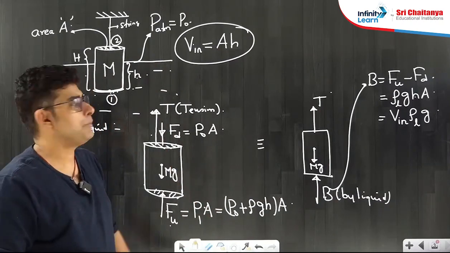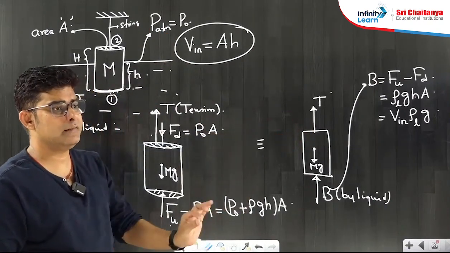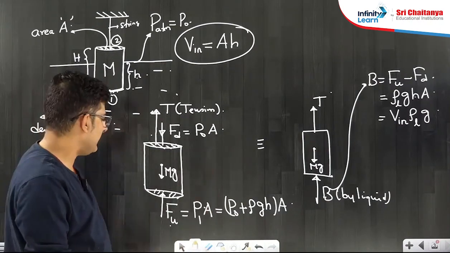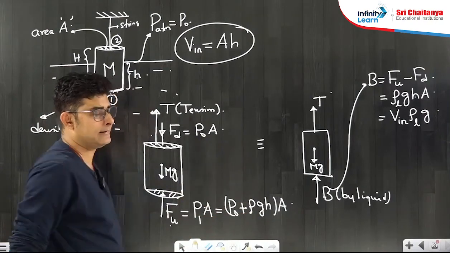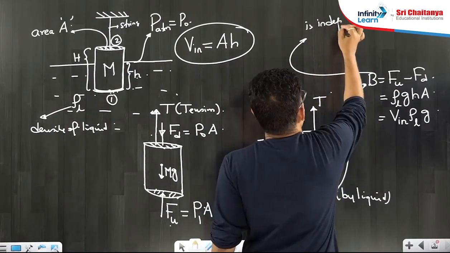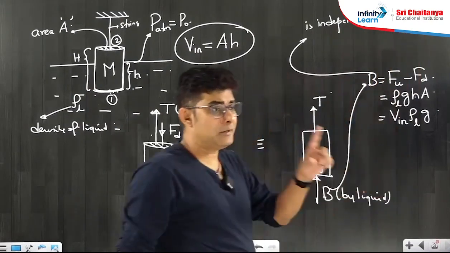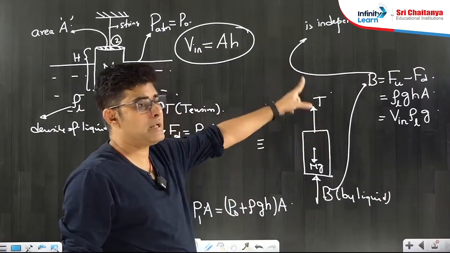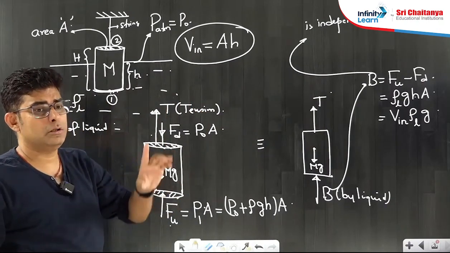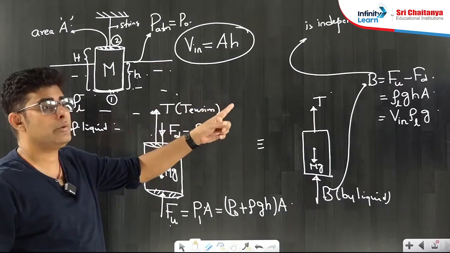Does buoyant force have anything to do with atmospheric pressure? Yes or no? Suppose I change the atmospheric pressure. Will the formula of buoyant force change? The answer is no. Why? Because you are seeing that P naught A cancels. It means buoyant force is independent of atmospheric pressure. It depends only on pressure difference, not on pressure. It is a consequence of pressure difference in the liquid. It is not due to atmospheric pressure. Buoyant force is due to change in pressure, or it is a consequence of pressure difference.